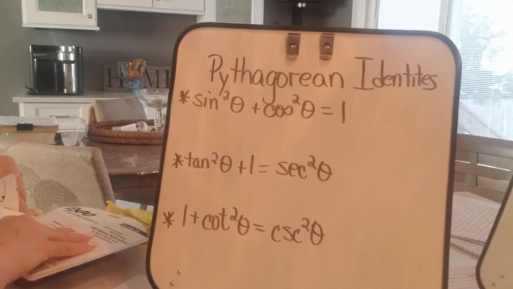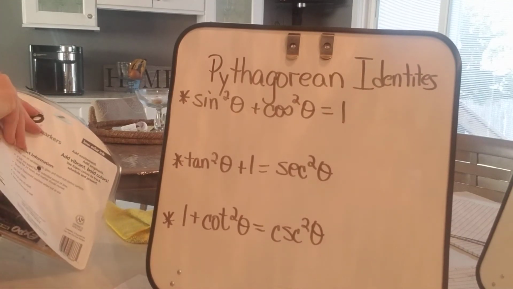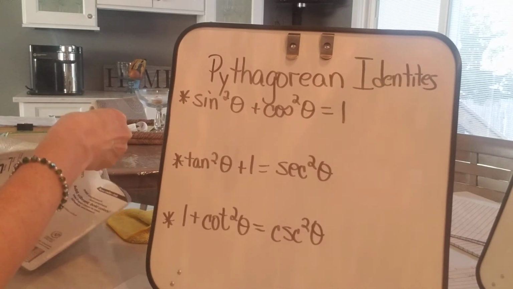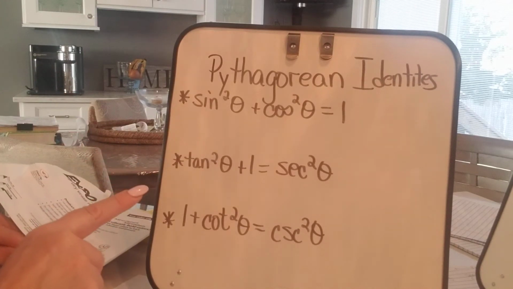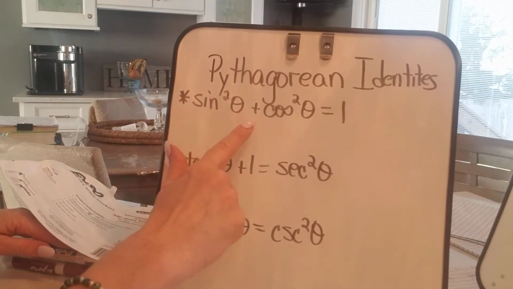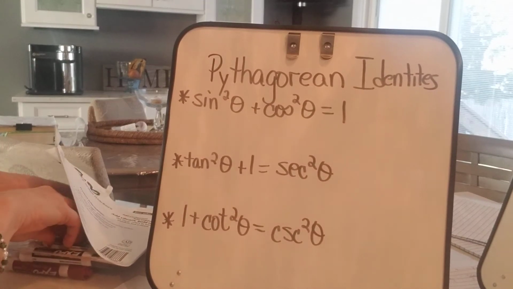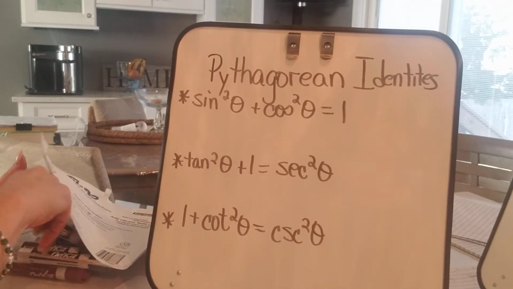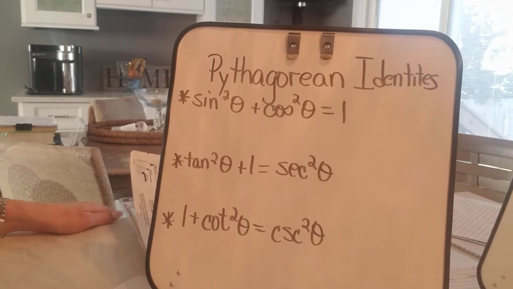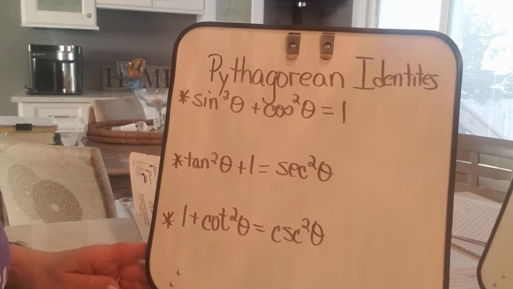Okay, so what I want to talk to you about right now is these. These are called Pythagorean identities. These are going to be really big in your life. We have 3. We have sine squared theta plus cosine squared theta equals 1. We have tangent squared theta plus 1 equals secant squared theta. And we have 1 plus cotangent squared theta equals cosecant squared theta.